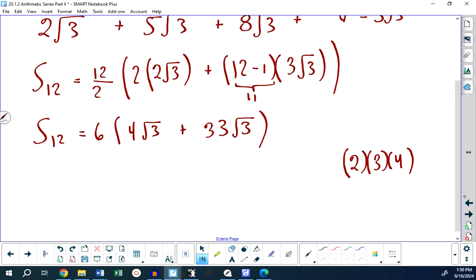I'm not going to rewrite the whole thing to reveal to you that 12 minus 1 is 11. 12 minus 1 is 11. And 11 times 3 root 3 is 11 times 3 times root 3. And 11 times 3 is 33. So let's just simplify a little bit more and we will be done.